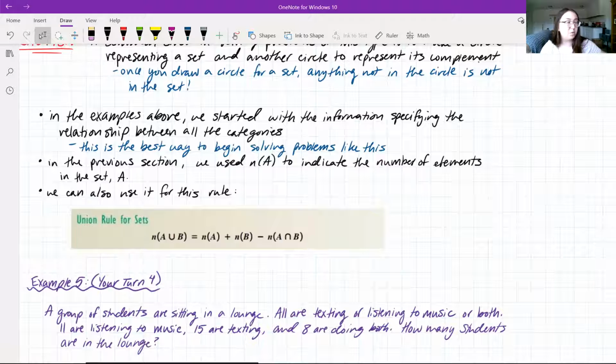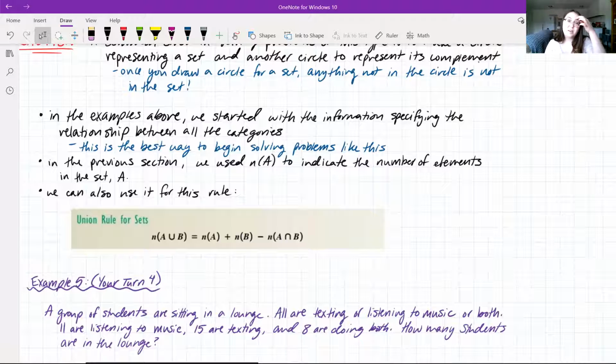We have the union rule for sets. So this is saying that n, the number of elements, in A union B is equal to n, the number of elements in A, plus n, the number of elements in B, minus n, the elements of A intersect B. So that's with both of them.